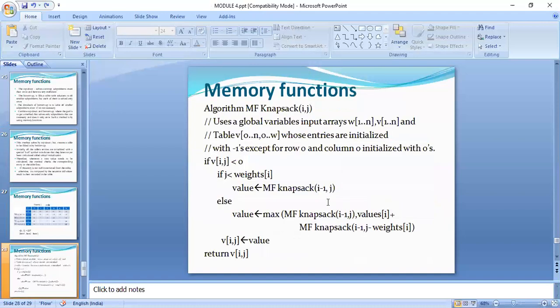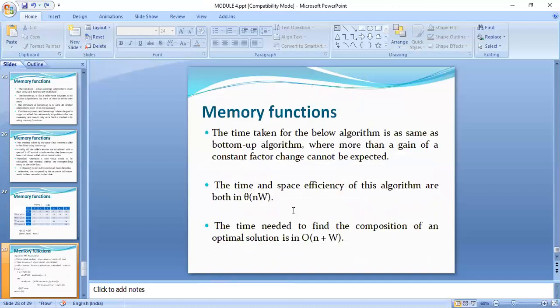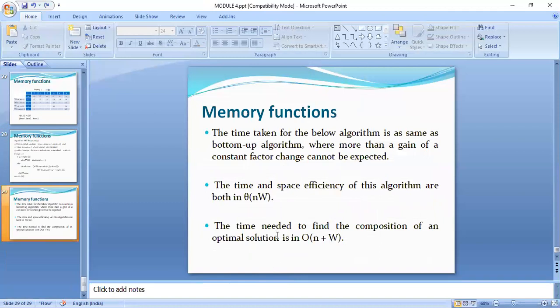For that, this algorithm is recursively invoked with all the values, and you will be finding the final value. The time taken and space efficiency for this is also mentioned. So that's all for your dynamic programming.